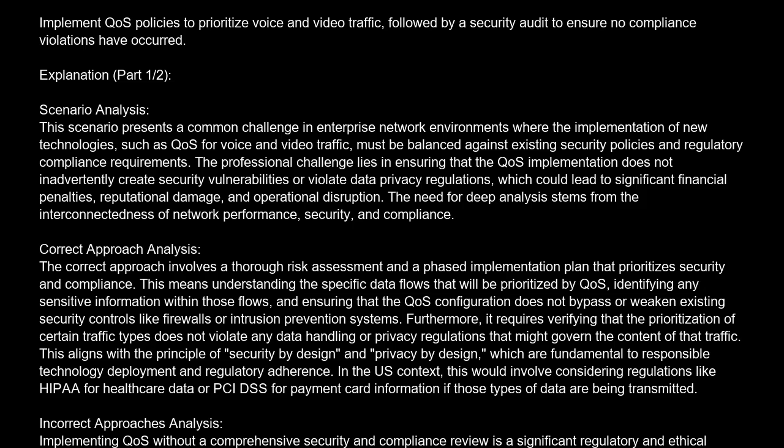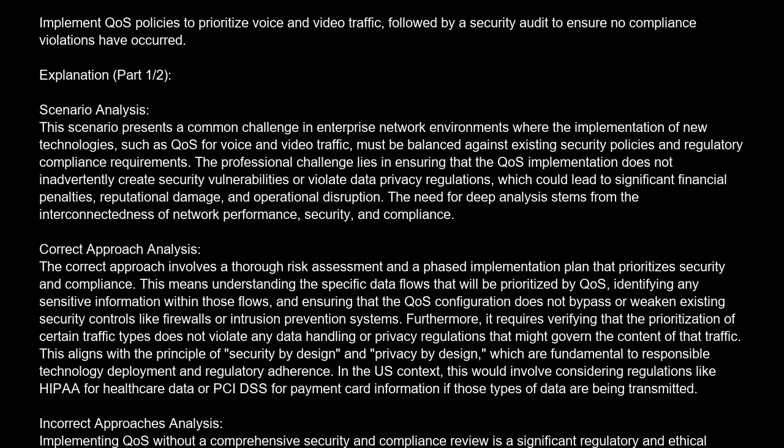The correct answer is A. Implement QoS policies to prioritize voice and video traffic, followed by a security audit to ensure no compliance violations have occurred. Explanation: scenario analysis. This scenario presents a common challenge in enterprise network environments where the implementation of new technologies, such as QoS for voice and video traffic, must be balanced against existing security policies and regulatory compliance requirements.